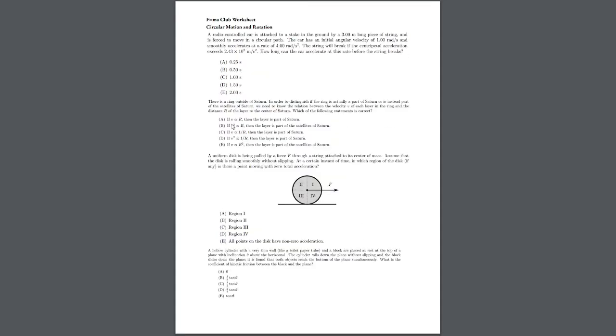There is a ring outside of Saturn. In order to distinguish if the ring is actually part of Saturn or instead part of the satellites of Saturn, we need to know the relation between the velocity v of each layer in the ring and the distance r of the layer to the center of Saturn. Which of the following statements is correct?